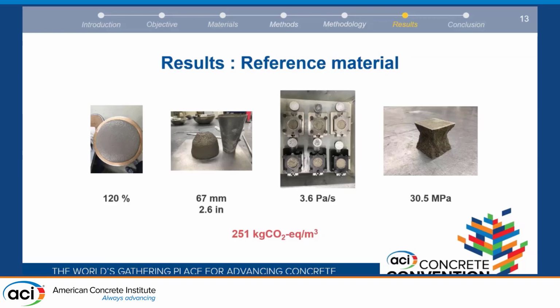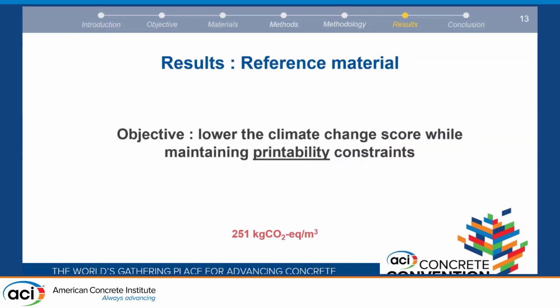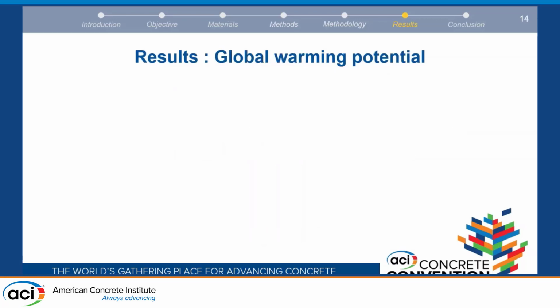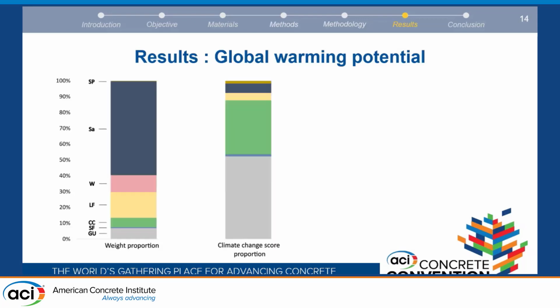So these properties are already considered printable. So the objective now is to lower the climate change score while maintaining the printability constraints in an automated and kind of easy way. So for preliminary results of global warming potential, this is important to note because it will orient the study and actually the results of the algorithm.